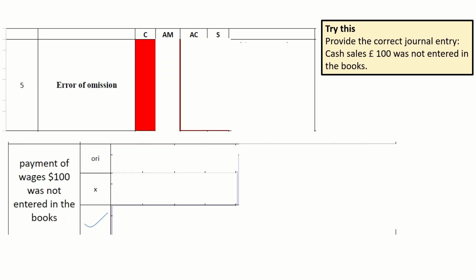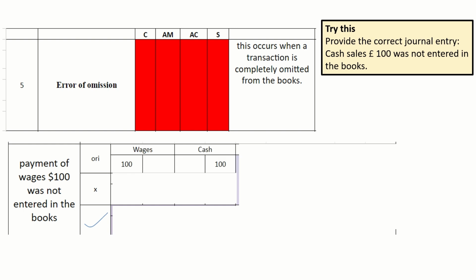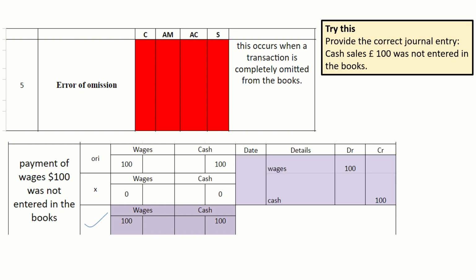Error of omission. This error occurs when a transaction is completely omitted from the books. Payment of wages 100 was not entered in the books. The original entry should be wages debit, cash credit. However, the mistake was it was not debited to wages account and cash account. Therefore, in order to correct this error, you debit wages by 100 and credit cash by 100.